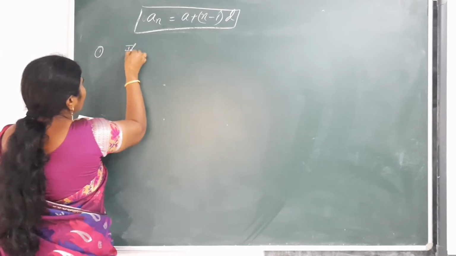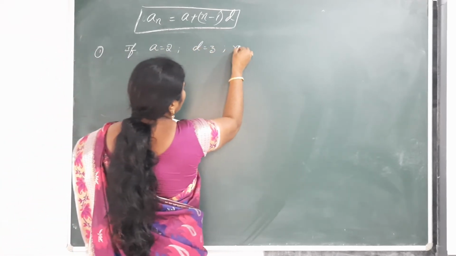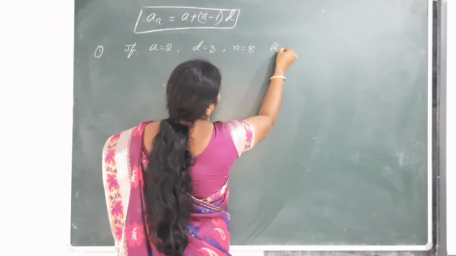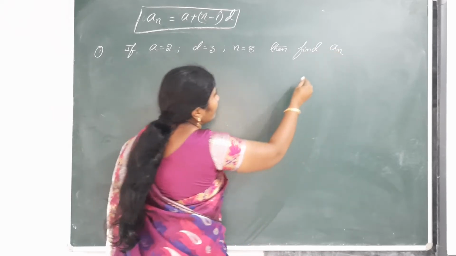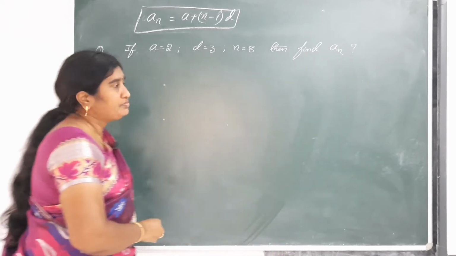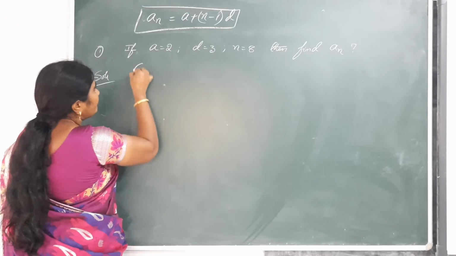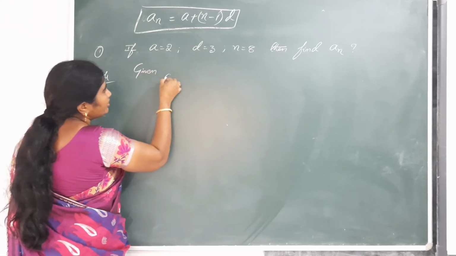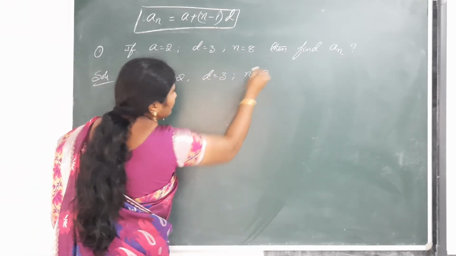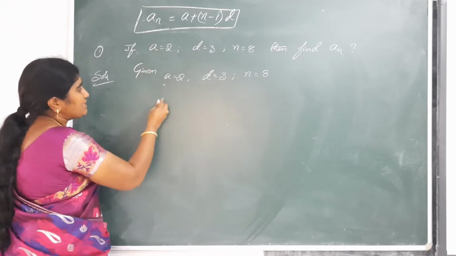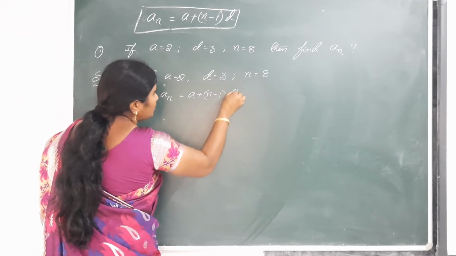if a equals 2, d equals 3, n equals 8, then find an. Given a equals 2, d equals 3, n equals 8. We know that an equals a plus (n minus 1) times d.